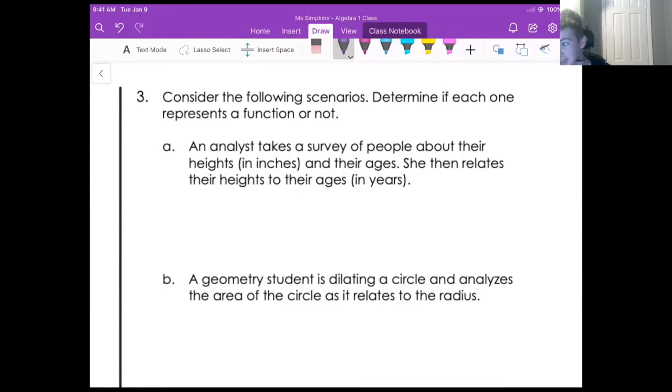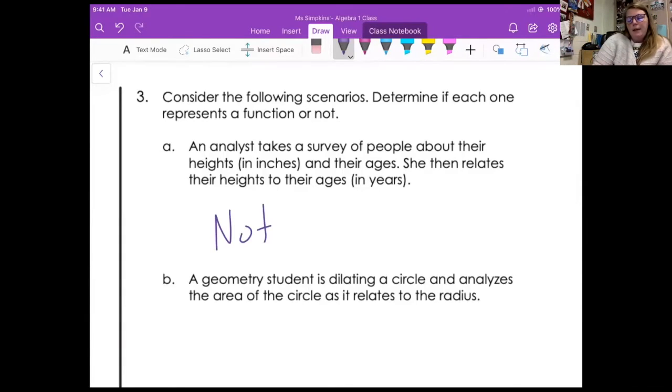Does your height determine your age? No. So they are not functions of each other. So we're going to consider this not a function.